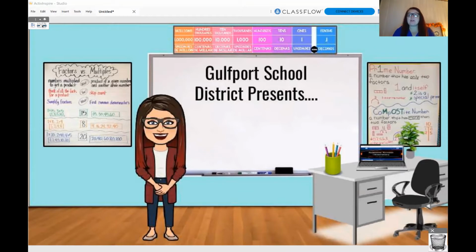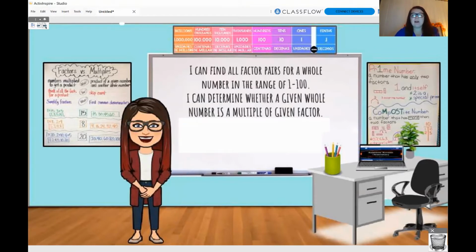Today we are going to be talking about factors and multiples. Our I can statements for today: I can find all factor pairs for a whole number in the range of 1 to 100, and I can determine whether a given whole number is a multiple of a given factor. So let's go ahead and get started.